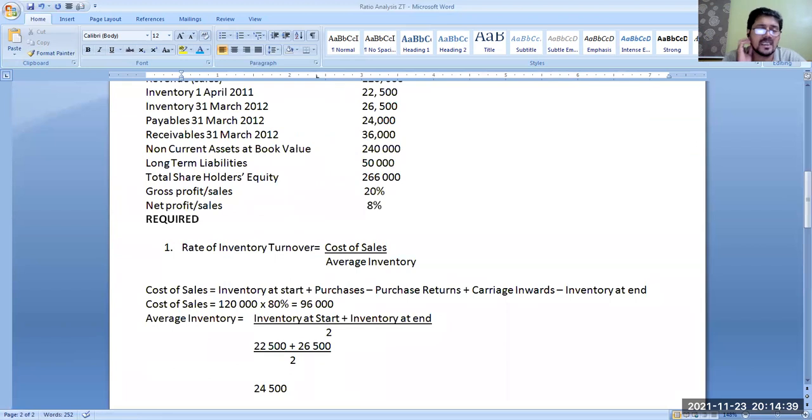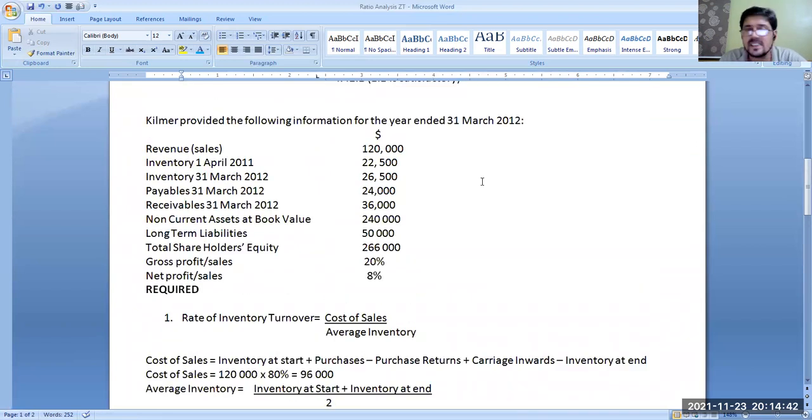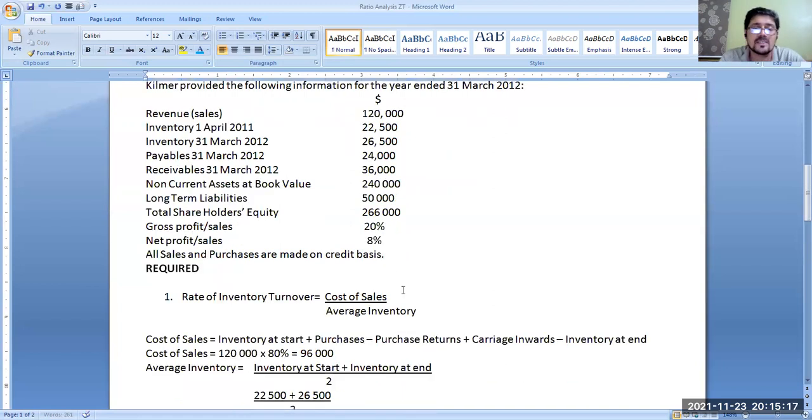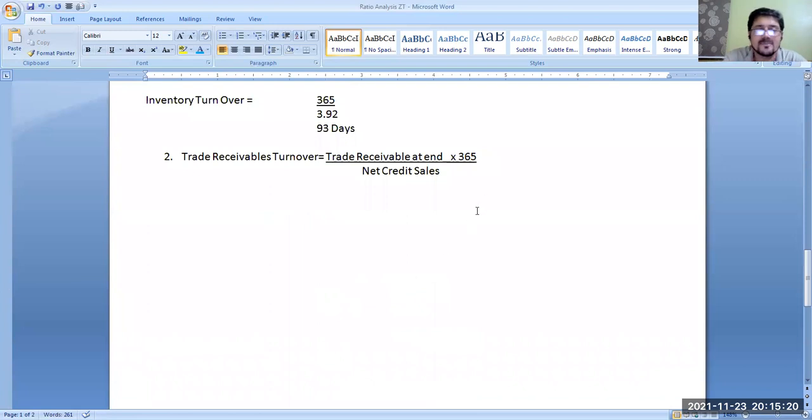Now in this question, it is not stated whether the sales are on credit or not. But you will find this statement: all sales and purchases are made on credit basis. Done. It means the total sale of 120,000 is credit sale. So it becomes easy.